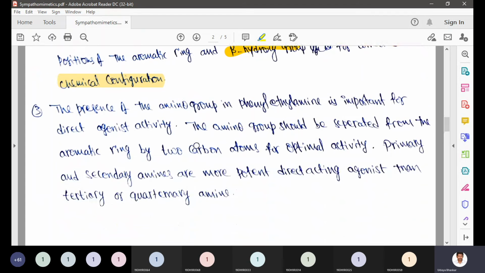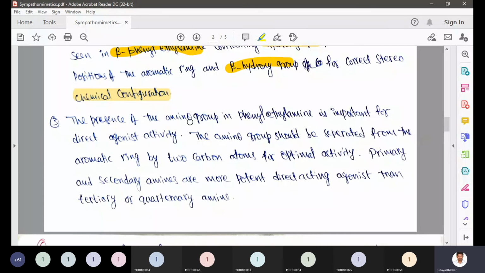And the third point: the presence of the amino group in phenylethylamine is important for direct agonistic activity. The amine present in the side chain is important for agonist activity. The amino group should be separated from the aromatic ring by two carbon atoms for optimal activity. So this amine and phenyl ring should be separated by two carbons. That means an ethyl bridge. We can call that an ethyl bridge.